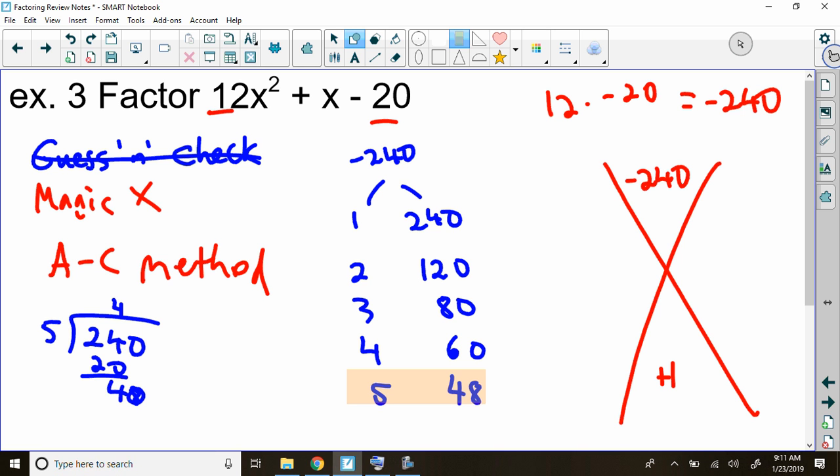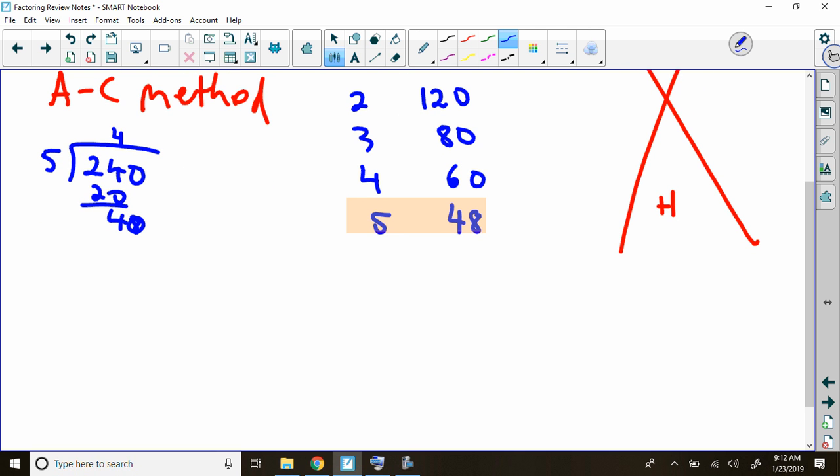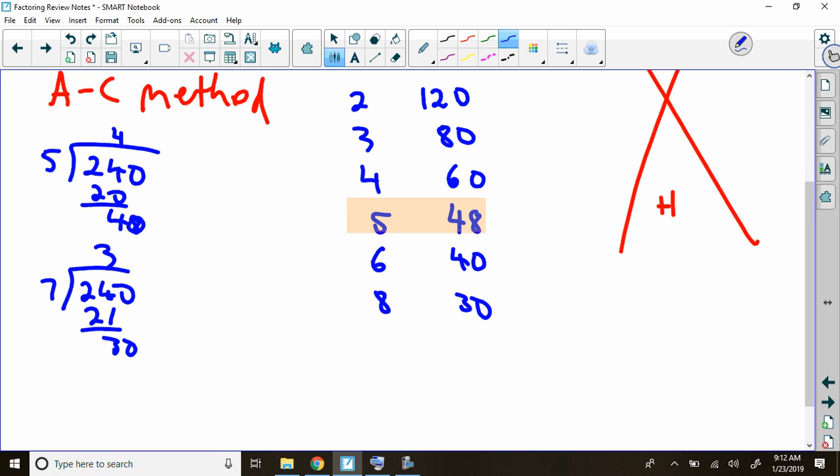Oh, man. Wow. Okay. Perseverance. Keep on keeping on. 6 is going to work half as many times as 3 did, so 6 is going to work 40 times. 7. I don't know that 7 goes into 240. 7 times 3 is 21. That's a 3 and a 0. No, 7 doesn't work. 8's going to work 30 times. Remember, we want the sum or difference of these two numbers to be 1. We're getting there, but we still got a long way to go.